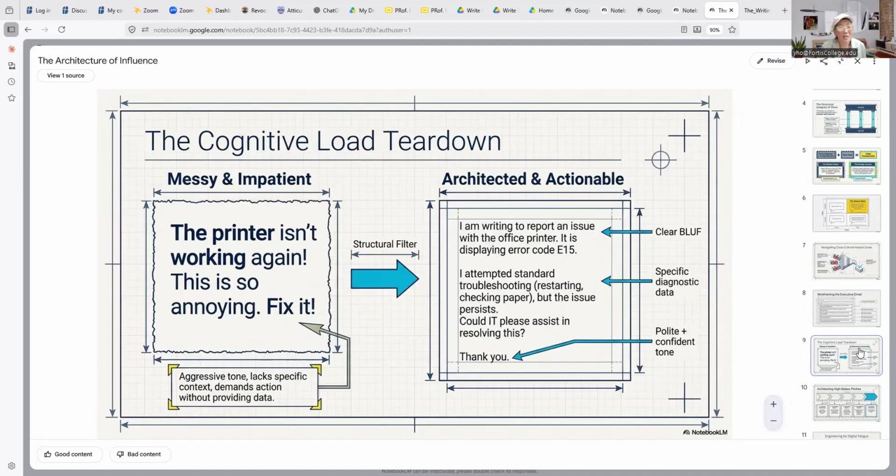So instead of saying the printer isn't working again, you would say something actionable and positive. I am writing to report an issue with the office printer. It is displaying error code E15. And so you always put the main idea in the first sentence, because that is just like the thesis statement in the introduction. So always do that first.